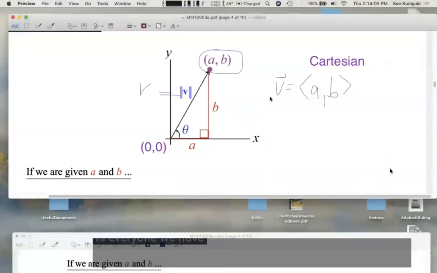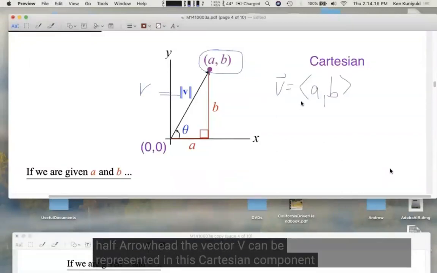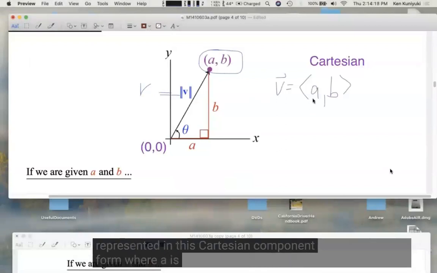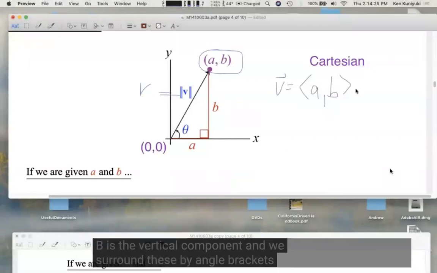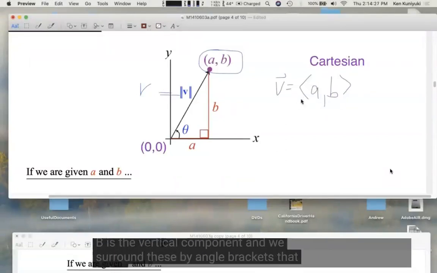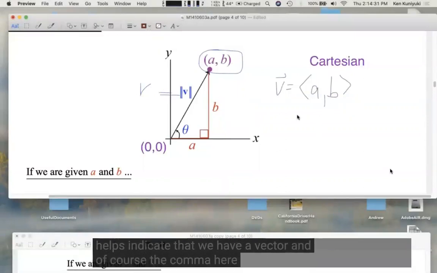Hi, everyone. We have here a vector V. Notice this vector notation here, this half arrowhead. The vector V can be represented in this Cartesian component form, where A is the horizontal component, B is the vertical component, and we surround these by angle brackets. That helps indicate that we have a vector. And of course, the comma here.